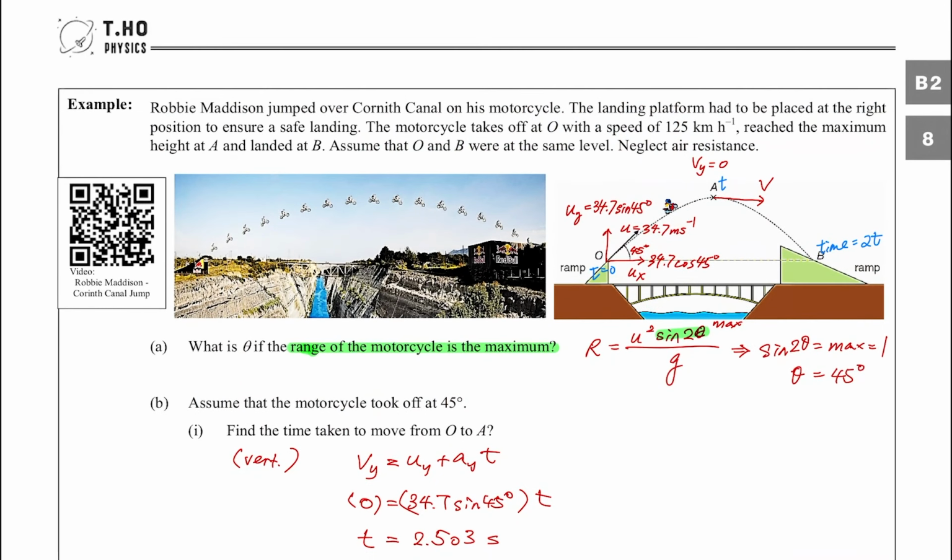That's why this stunt is designed to have the motorcycle land on a ramp, so that after landing, it can further go down a little bit to reduce the chance of injury for the stuntman.